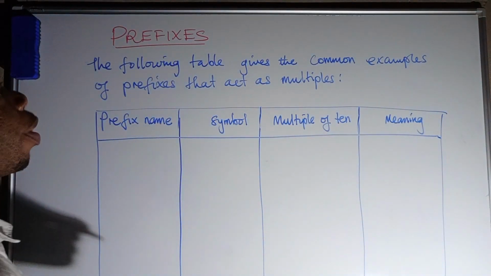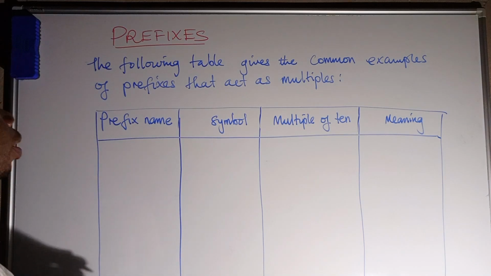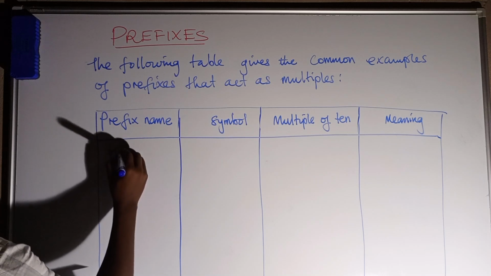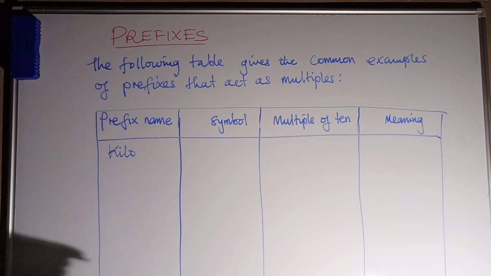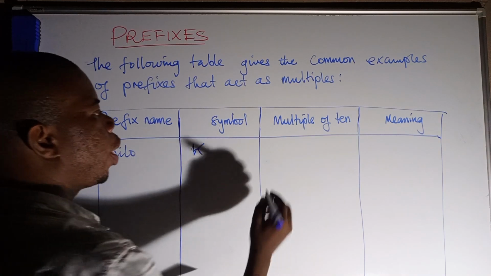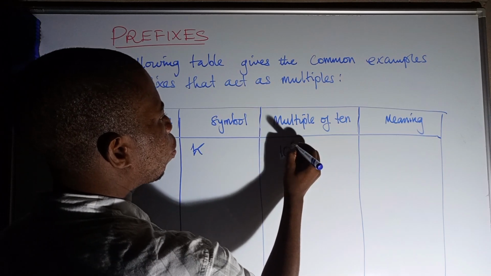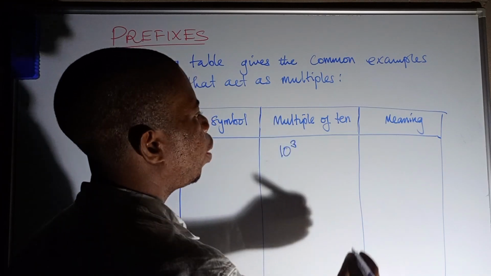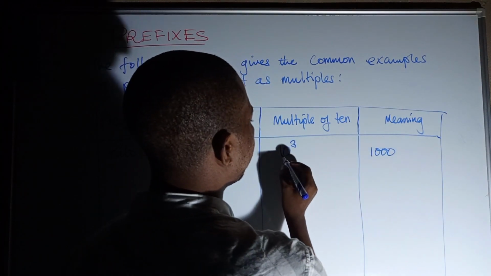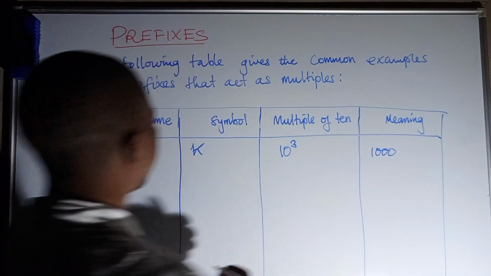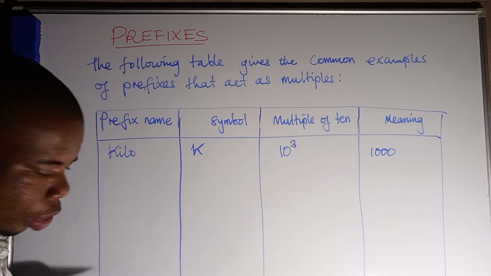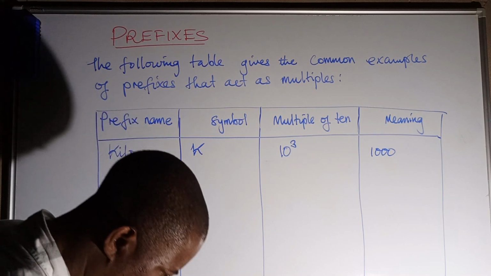So one of the multiples, or prefixes which act as multiples, that you should know is kilo itself. Kilo, the symbol is lowercase k (in the video, capital M), and the multiple of ten it represents is 10 to the power 3. The meaning of this is just 1000. 10 to the power 3 means 1 and 3 zeros. So it is very important that you know that one.